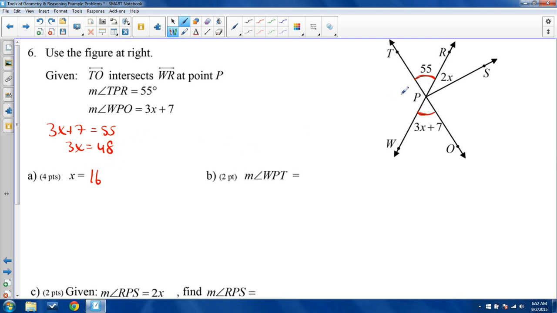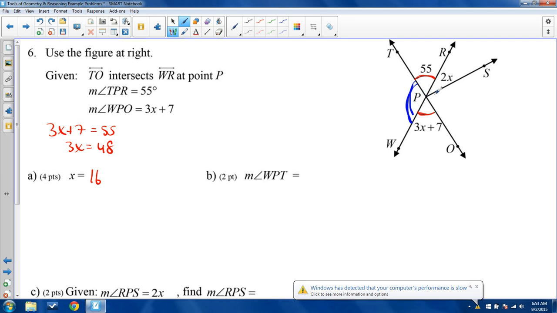So the measure of angle WPT, now this is an interesting one because there's no information on it. However, RW is a line. So I could draw this right here. And what do you see with the blue and this red right here? What you see is a line being formed by the sum of two angles. So if I add up TPW with RPT or TPW with WPO, you will get a 180 degree angle. These are called supplementary angles.